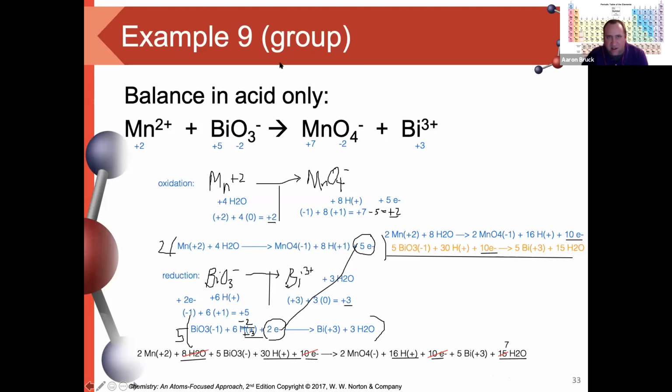And I've got 16 hydrogen ions on the product side that can negate 16 of those hydrogen ions on the reactant side. And so if I do one more rewrite here, the final equation in acid is 2 manganese 2+ ions, 5 bismuthate ions, plus 14 hydrogen ions make 2 permanganate ions, 5 bismuth 3+ ions, and 7 waters. That is the final, at last, equation for this reaction in acid.